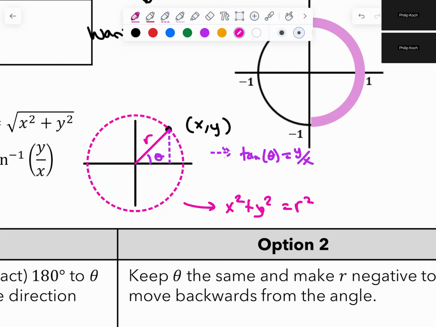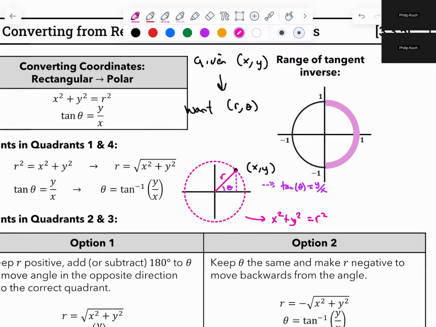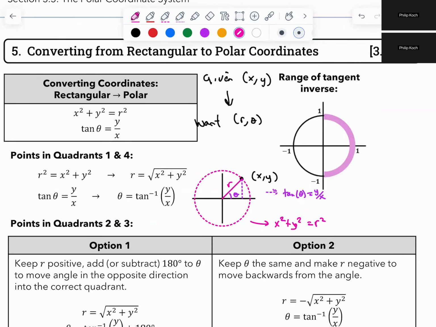So you'll notice that I have points in quadrants 1 and 4 versus points in quadrants 2 and 3. Because you're going to be using inverse tangent to find theta, and inverse tangent only produces angles between negative pi over 2 and pi over 2, we have to be a little bit careful. If our point was in quadrant 2 or 3, then our angle wouldn't work out. It would be trying to give us a point in the first or the fourth quadrant. So if you're in the first and the fourth quadrant, it's no problem.